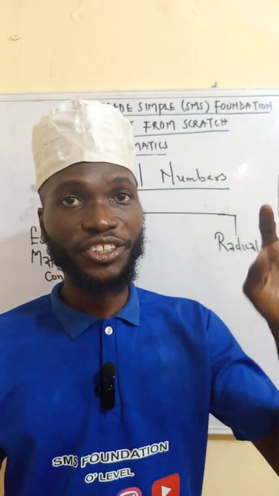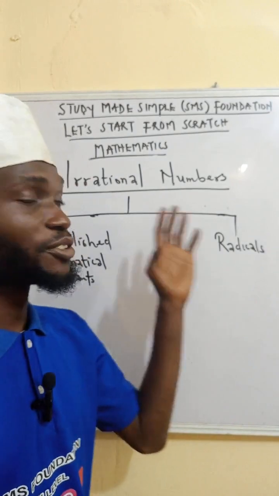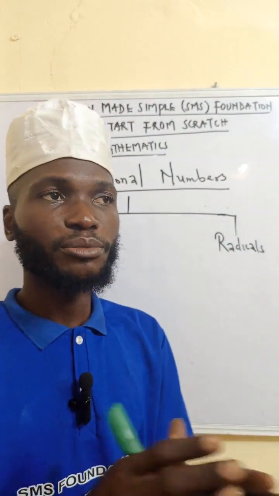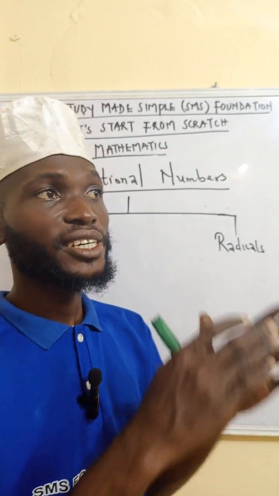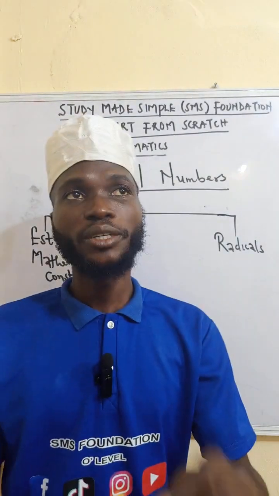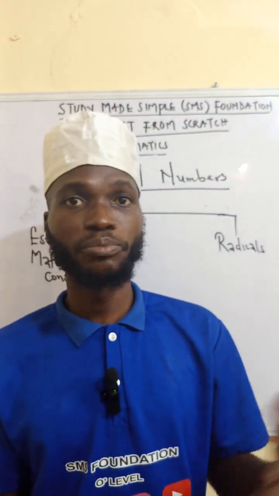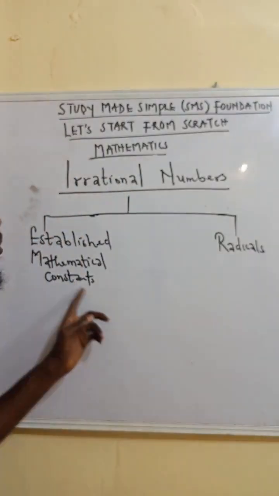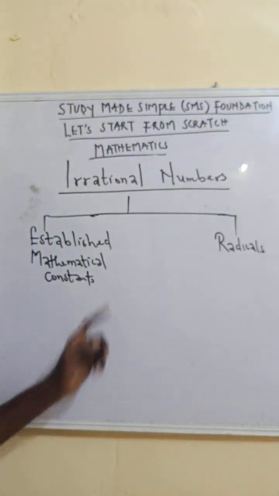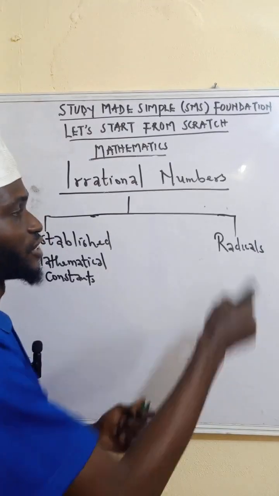This is part 2 of irrational numbers. So I need to consider those cases of irrational numbers again. You know, irrational numbers are numbers that cannot be expressed as a fraction. They usually bring the picture of unterminating non-recurring decimals, like I explained in the previous video. So we have two cases of it, two forms. It can be established mathematical constants or radicals.